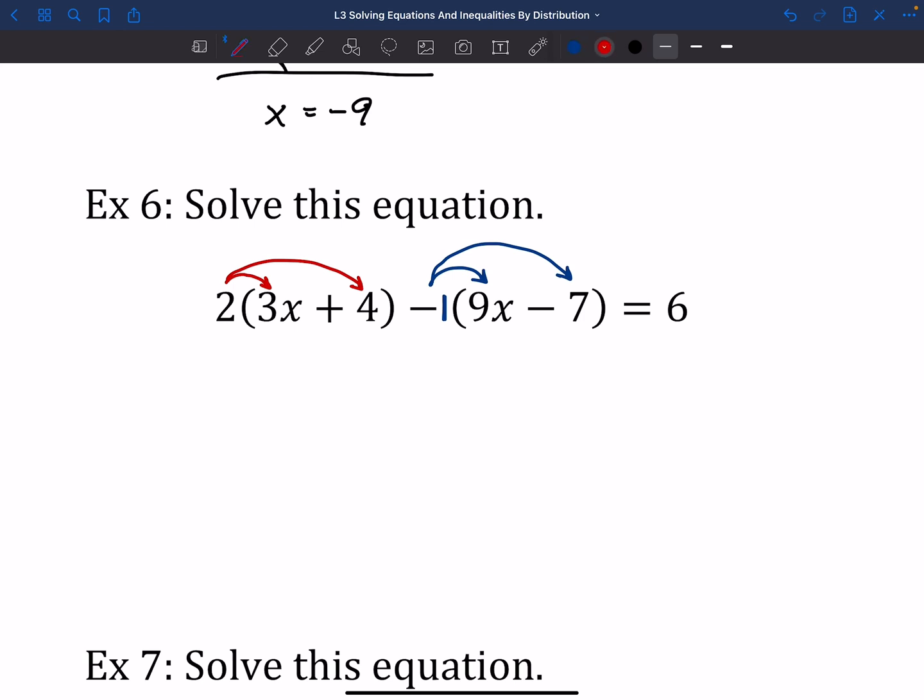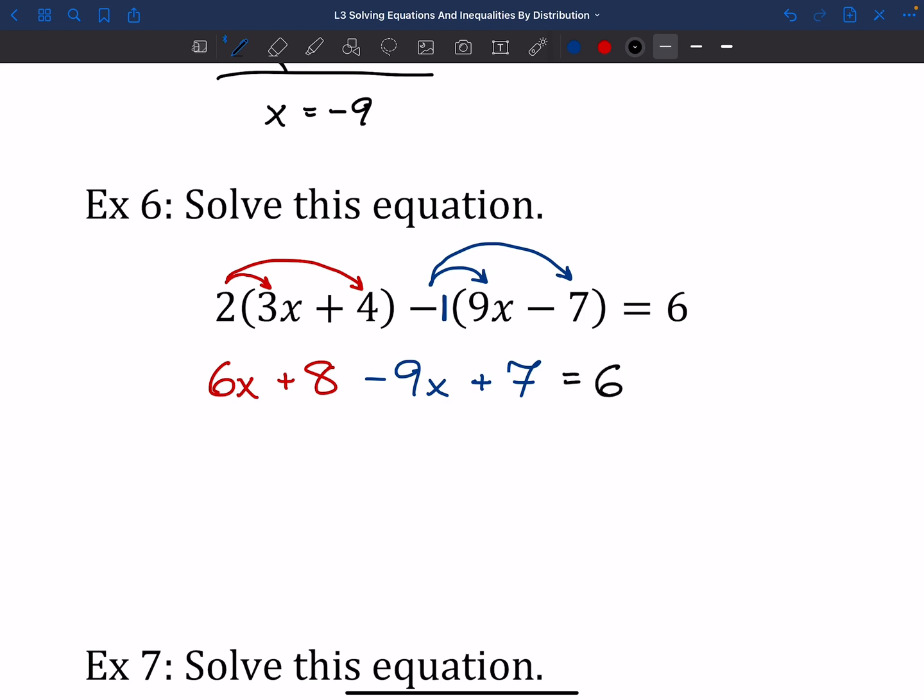Right, so when we're distributing over in the red, 2 times 3x, well, 2 times 3 gives us 6, and that x is along for the ride. 2 times 4 is going to give us plus 8. Right, over in the blue, we have negative 1 times 9x. Well, negative 1 times 9 is negative 9, and again, that x comes along with it. After that, we have negative 1 times negative 7. That is positive 7. So plus. And over on the other side, we get 6.